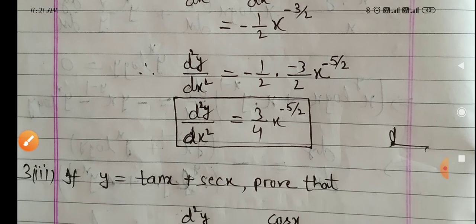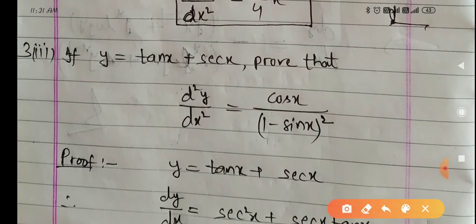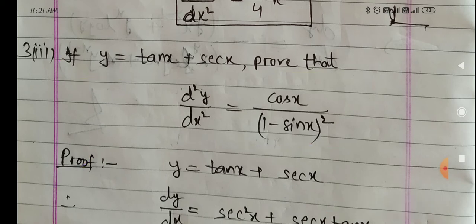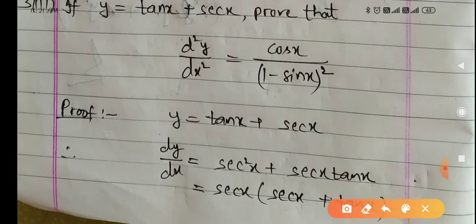Next, third question, third part. If y equals tan x plus sec x, prove that d2y upon dx2 equals cos x upon (1 minus sin x) whole square. How can we prove? So proof I have written here. You can see y equals tan x plus sec x, it is given.